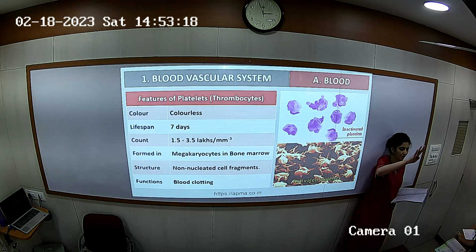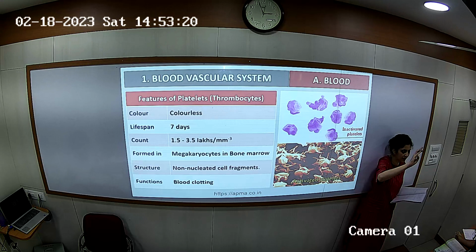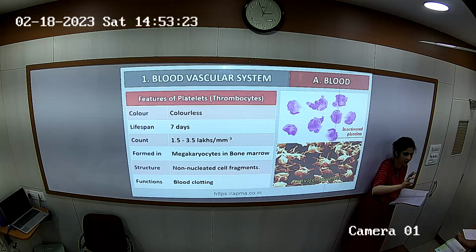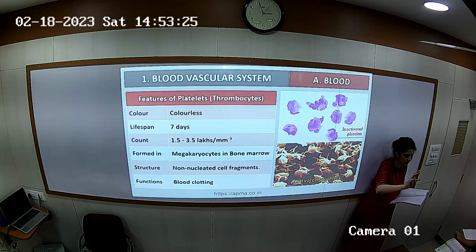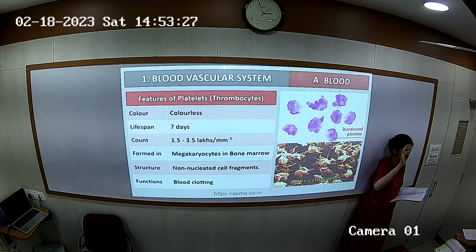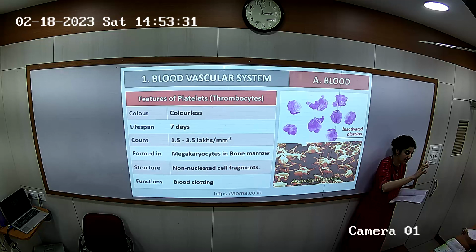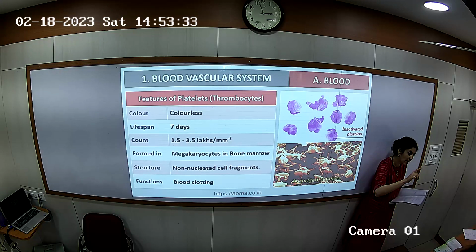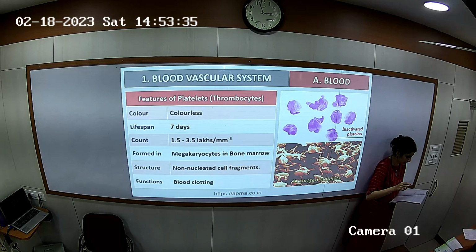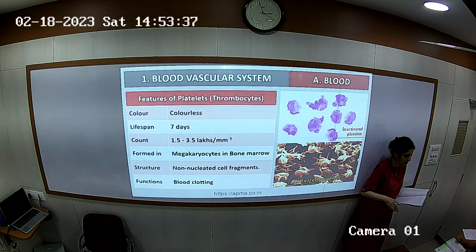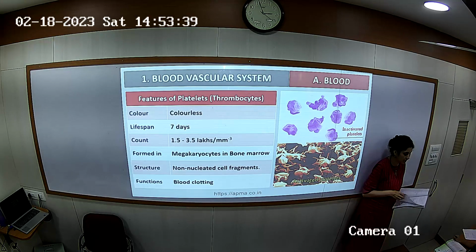So 4 types of questions, 1, 2, 3, 4, I'm telling you. First is a question on the number of WBCs. Second is a question on the function of WBCs. Third is the size of the WBC, the size of the entire cell. And fourth is the shape of the nucleus. Understood these 4 kinds of questions?